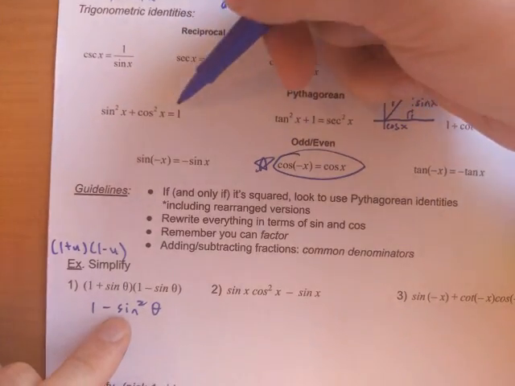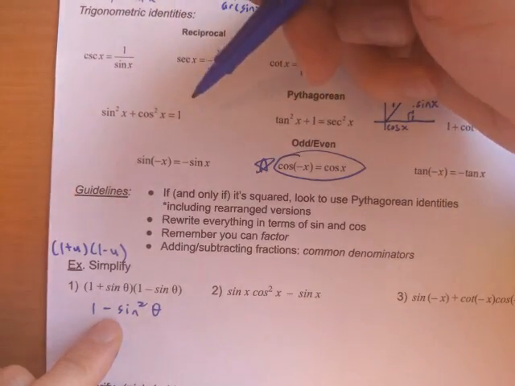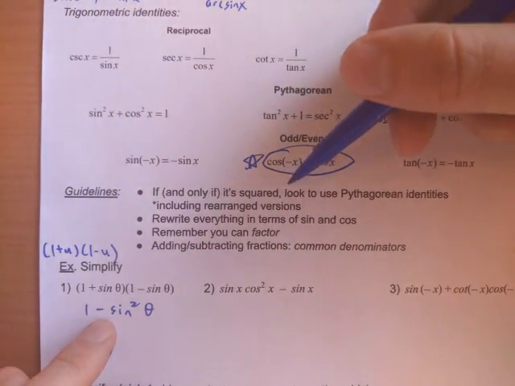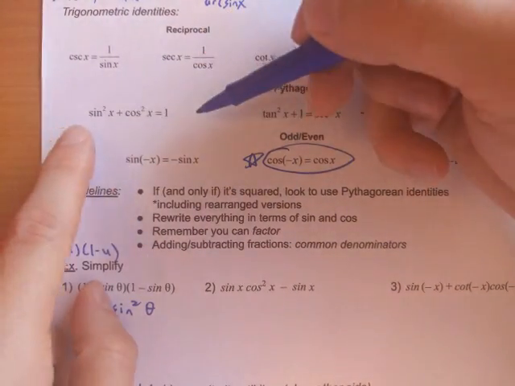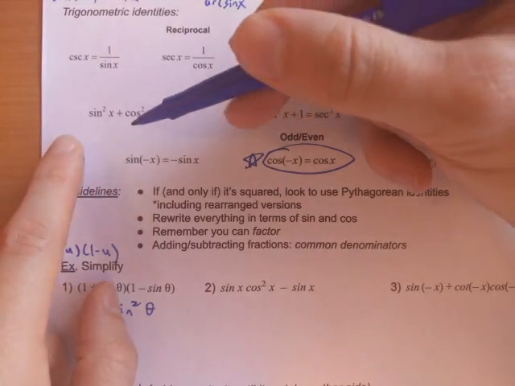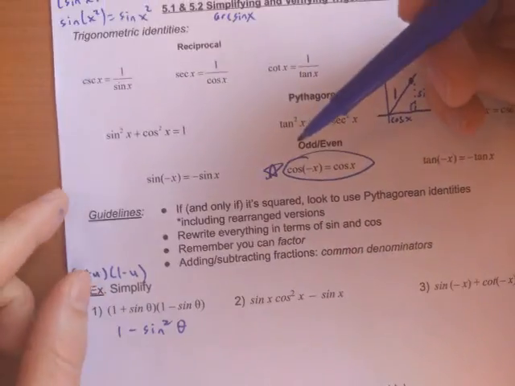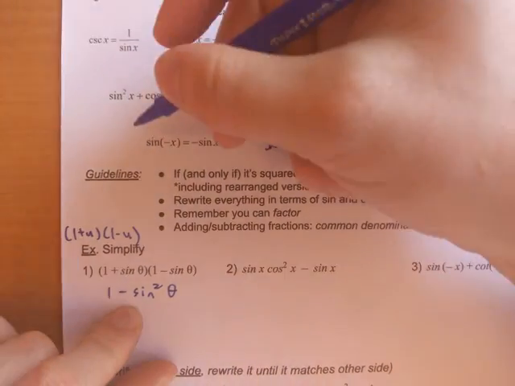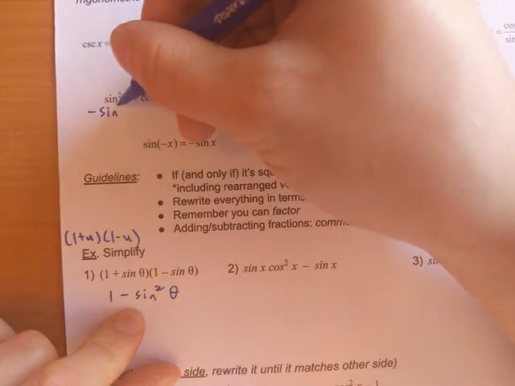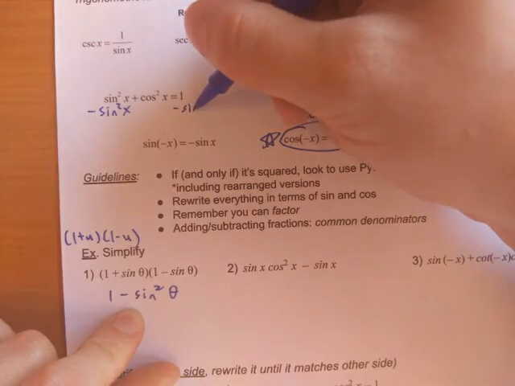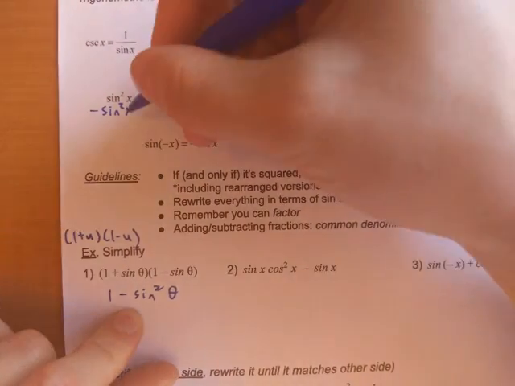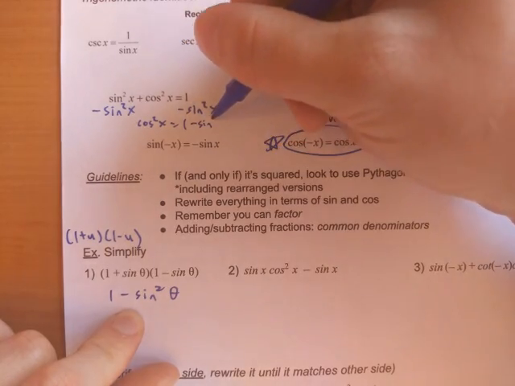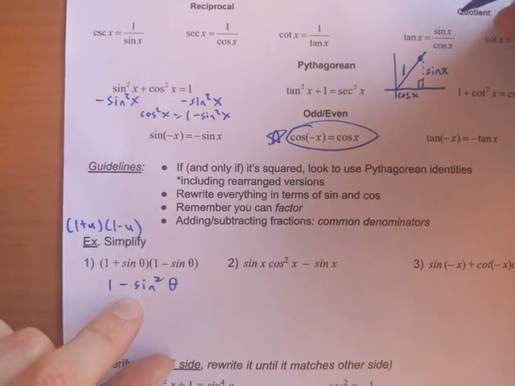Now I don't have 1 minus sine squared here, but what we do a lot is we take these Pythagorean identities and we rearrange them. So we can manipulate this equation any way we like, move things around to different sides. So here 1 minus sine squared, I could get that. I could subtract sine squared x from both sides and get that cosine squared x is 1 minus sine squared x.